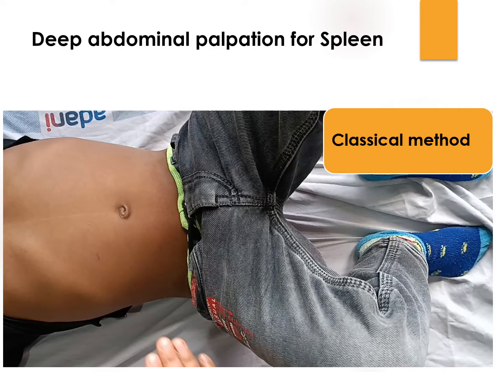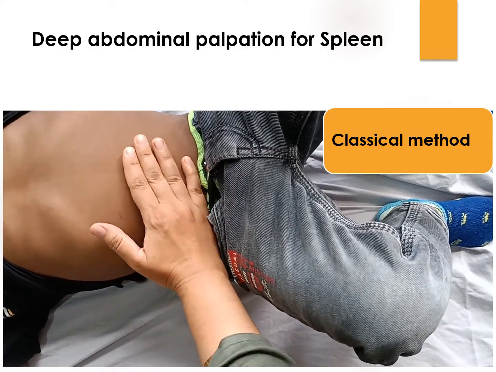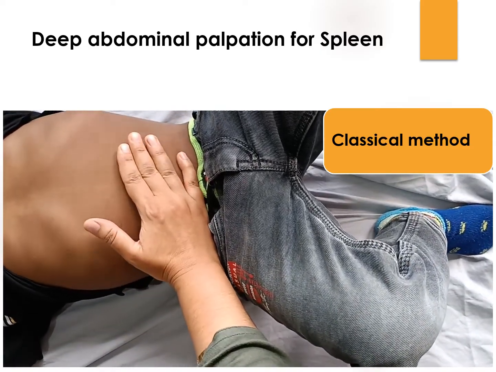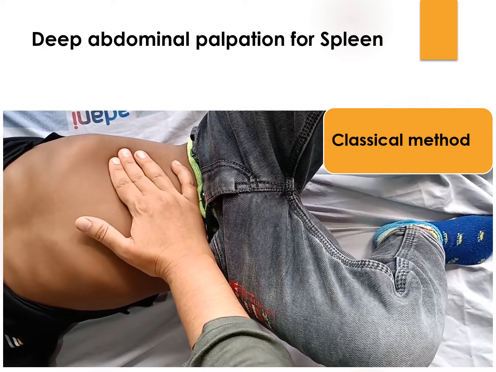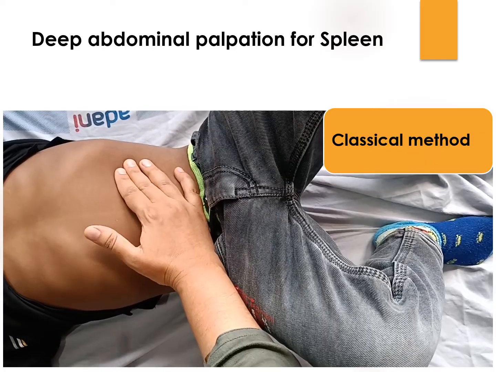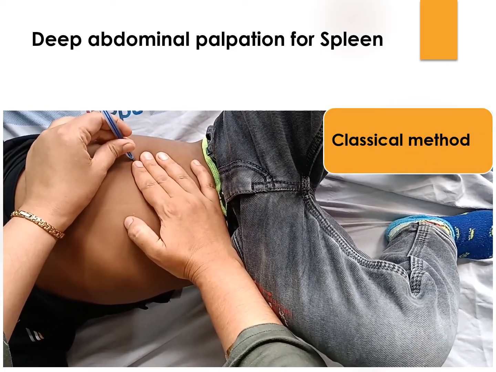Now similarly for the spleen palpation, classical, hooking and dipping methods are there. In the classical method, we have to start from the right iliac fossa, then move towards the left hypochondrium, and once the spleen is palpable, we have to mark the side. So here I am performing the classical method for the spleen palpation.